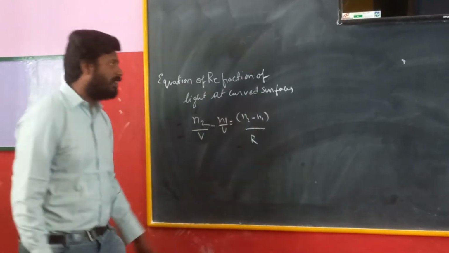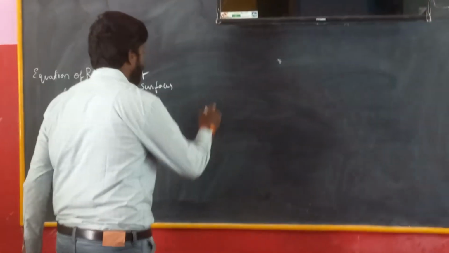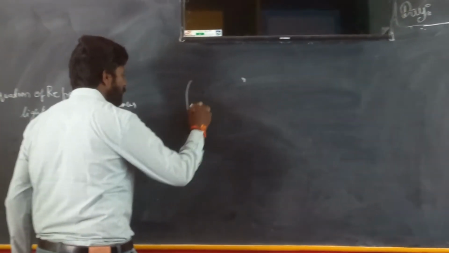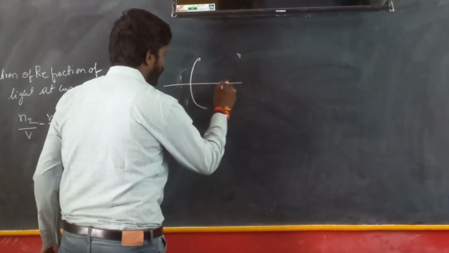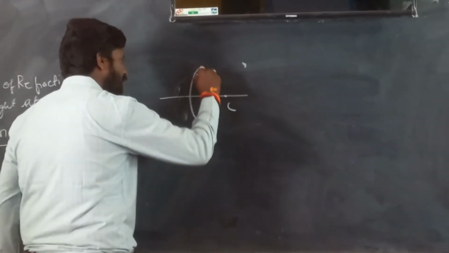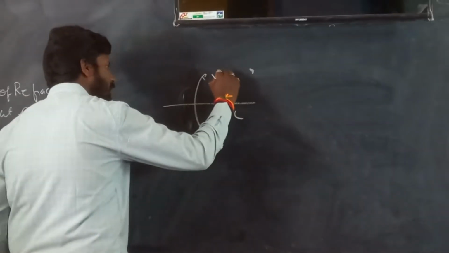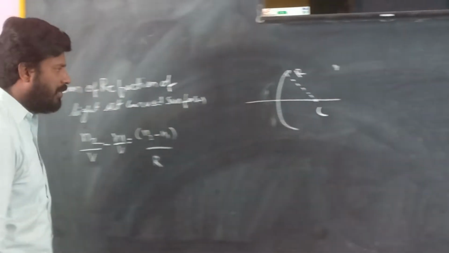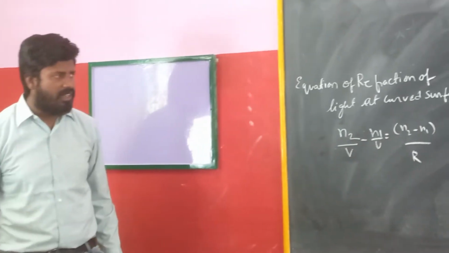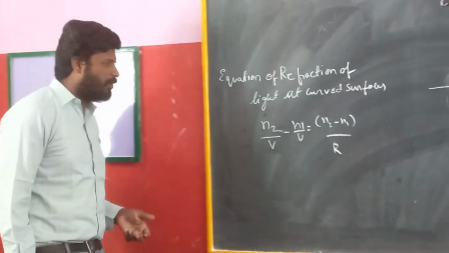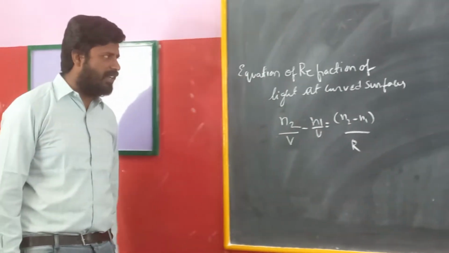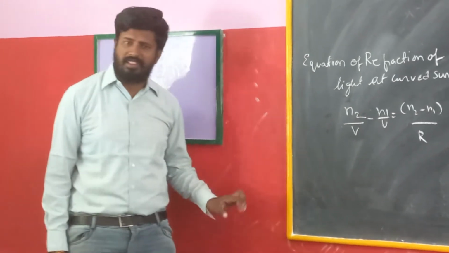What do you mean by radius of curvature? Radius of curvature is nothing but the distance between the center of curvature and the curved surface. The distance between the center of curvature and the curved surface is called the radius of curvature. You might be asking a question regarding what is the equation of refraction of light at plane surfaces.